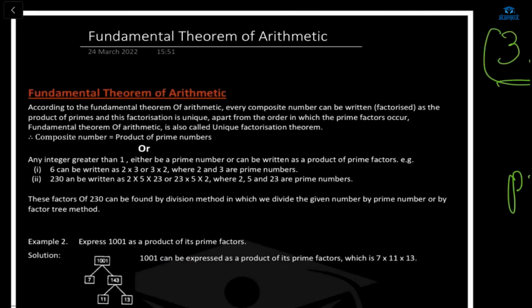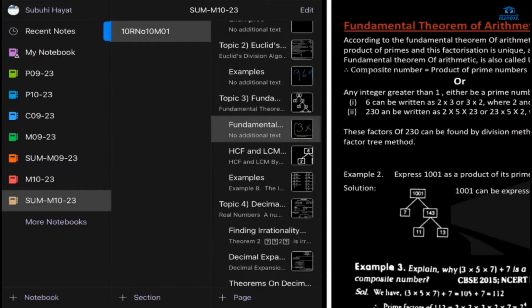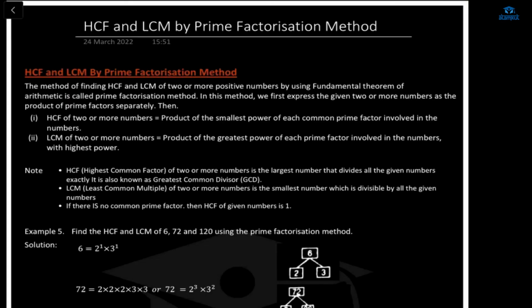And what is the fundamental theorem of arithmetic? So shall we move on to the next topic? Let's see some examples on HCF and LCM by the prime factorization method. Now we are going to use the prime factorization method to find the HCF and LCM. You already know that HCF is the highest common factor and LCM is the lowest common multiple.